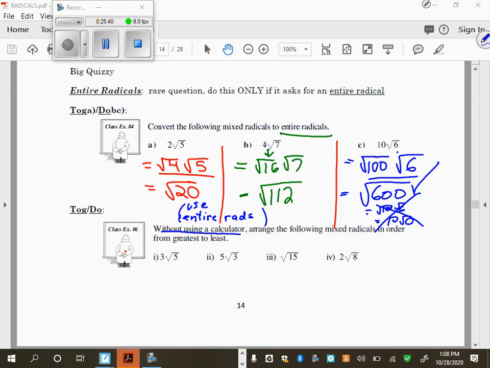Radical 20 is less than radical 112. Radical 112 is less than radical 600. Okay? So this time I ask us to order it from greatest to least. Next time they might say the opposite, so read the question carefully. The first one, 3 is the square root of 9. Multiply those together to get radical 45. Okay, do this one. This one's already done for you, and do this one, and then order it like they asked, please. I'll give you 3.5 minutes to do that.